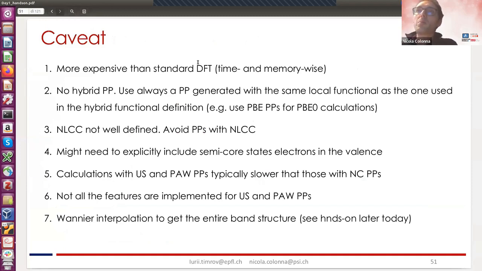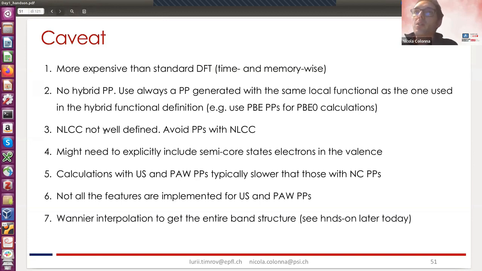Essentially, and this is what you probably already see, these are way more expensive than standard density functional theory, both time-wise and memory-wise. There are no hybrid functional pseudopotentials. And this is an inconsistency. I said at the beginning, you should always use the same functional as the one that you use to generate your pseudopotential. There are no such pseudopotentials for hybrid functionals yet. So this means that this is a kind of inconsistency. So the good practice is to always use the closest one, at least the one you use for the semi-local part of your hybrid functional. For instance, if you use PB0, the best you can do is to use a PB pseudopotential.